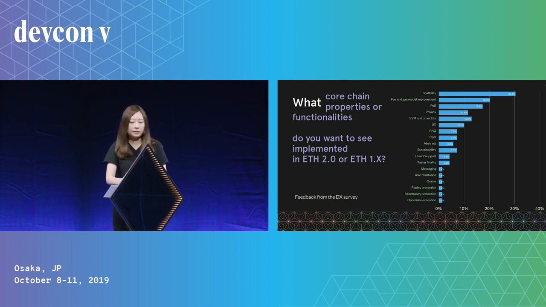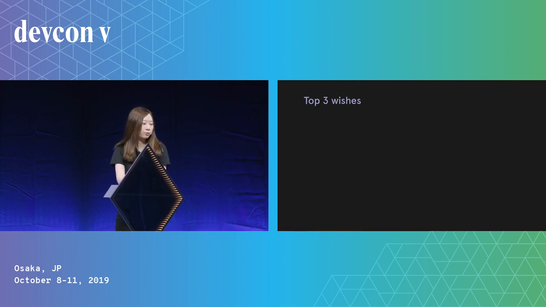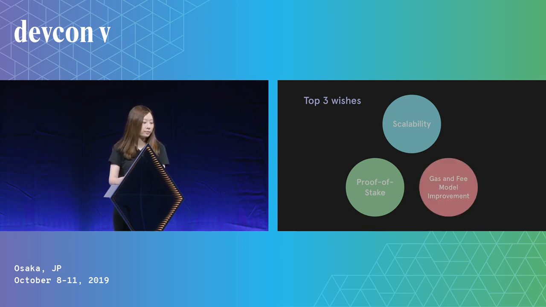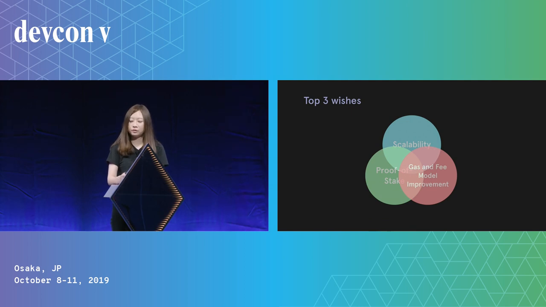Yasek and I organized a survey recently. The survey was for the Ethereum community, especially the developers. One of the questions was, what core chain properties or functionalities do you want to see implemented in ETH 2.0 or ETH 2.1.x? About 69 people answered this question, and I categorized them with some simple tags. The top three wishes are scalability, proof of stake, and gas and fee model improvements. Those are three different requirements, but at some point they overlap in the ETH 2.0 design map.